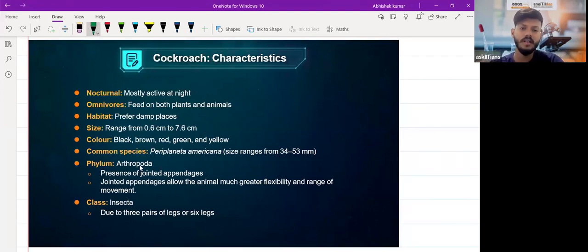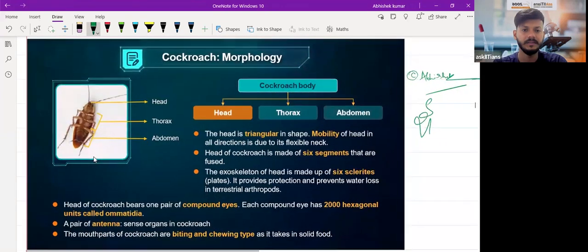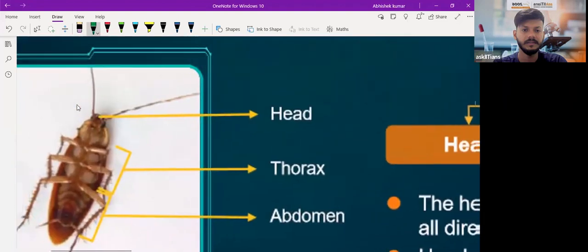The common name of the cockroach is Periplaneta americana, and it belongs to the phylum Arthropoda due to its jointed appendages. Jointed appendages allow the animal much greater flexibility and range of movement. It belongs to class Insecta due to the three pairs of legs, or six legs. So this is your favorite cockroach, right? See the diagram of a cockroach.